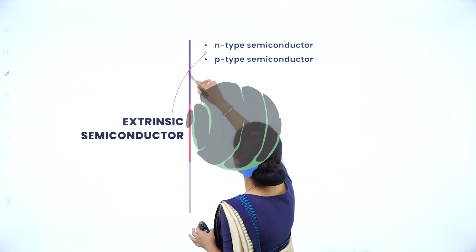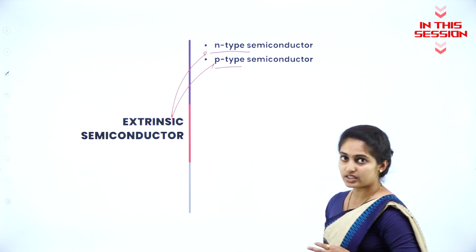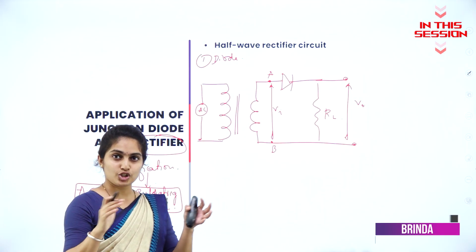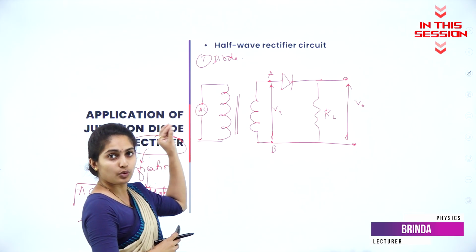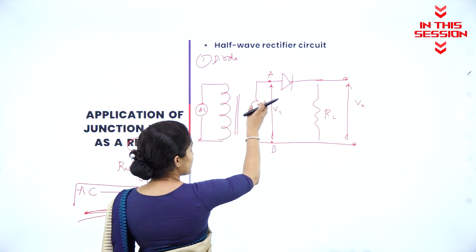There are two types of extrinsic semiconductors. One is N-type and one is P-type semiconductors. Whenever there is a production of a cycle due to electromagnetic induction, the mutual induction concept, whenever the source is set up, there is a flow of current over here which will induce a current on this.